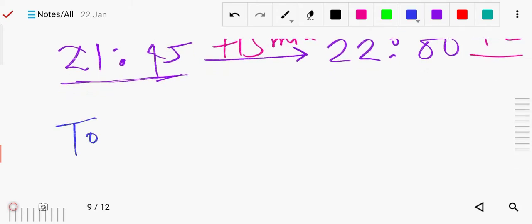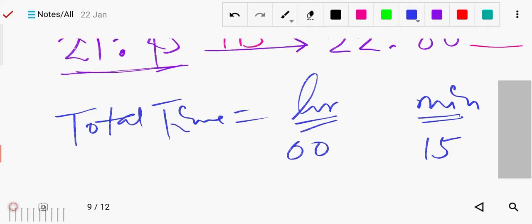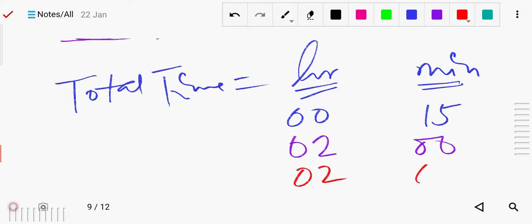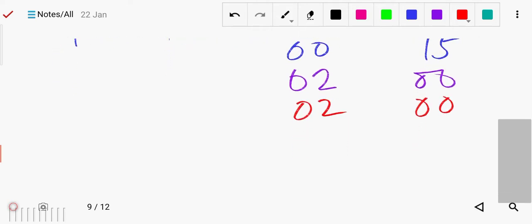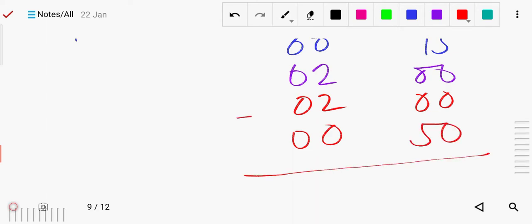So right here, total time equals, I told you to differentiate the hour side and minute side. First you have given 15 minutes, so hour side 0 and there is 15. Next, the 2 hours we have taken, so minute side 0. And 2 hours again, and minute side is 0. And then again hour side 0 and 50 minutes. Okay, so these are the times you have taken.